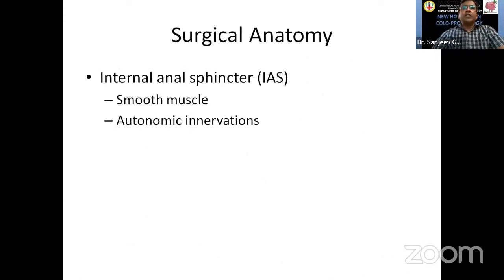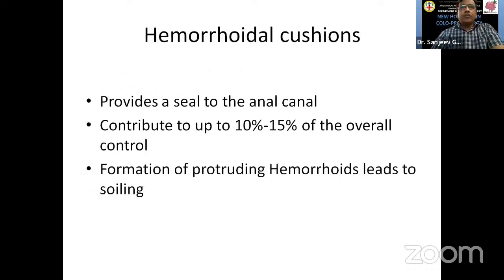Coming to the internal sphincter, I'm going superficially over the anatomy as it has already been covered. These are smooth muscles and it has an autonomic innervation. Now coming to the hemorrhoidal cushion, which also contributes 10 to 15% of continence and which seals the anal canal. If there are problems in this hemorrhoidal cushion, it leads to hemorrhoids, which protrude downwards and pass through the anal canal, and can also lead to soiling and incontinence. Furthermore, it gives away the sealing effect which it has for continence.